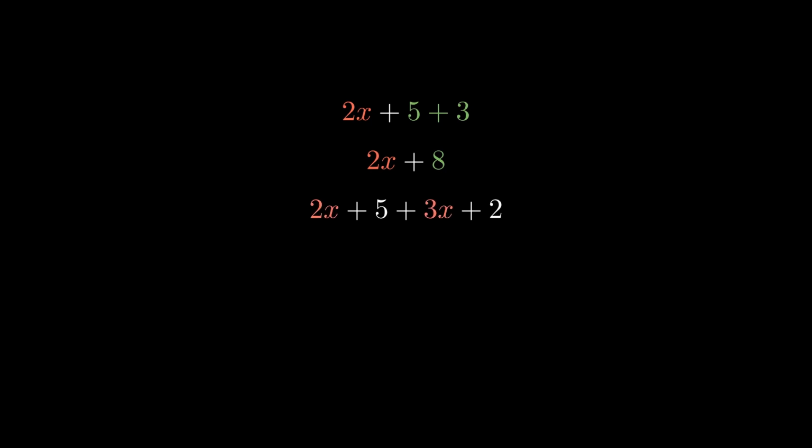We'll group 2x and 3x together and 5 and 2 together, then add these among themselves. Now, using the distributive property, we can write 2x plus 3x as x multiplied by 2 plus 3. We'll compute all the arithmetic operations and write the final expression as 5x plus 7.